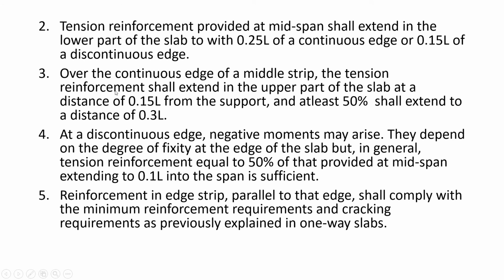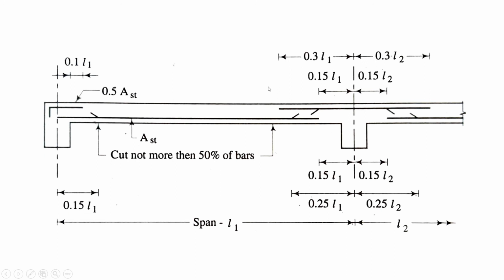The third rule says that over the continuous edge of the middle strip, the tension reinforcement shall extend in the upper part of the slab at a distance of 0.15 L from the support, and at least 50% shall extend to a distance of 0.3 L. As we know, at the continuous end, negative bending moment is developed. So to take care of the negative bending moment, you will provide the reinforcement at the top of the support. Now this reinforcement, which is provided at the top of the support at the continuous edge, should be extended inside the midspan up to a distance of 0.3 L from the center of the support.